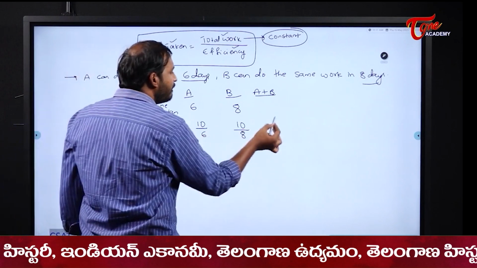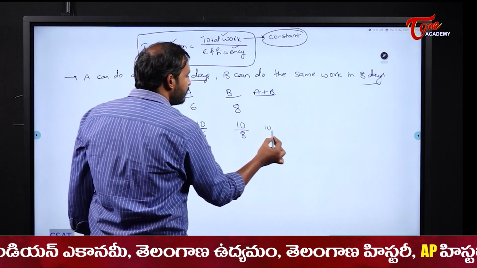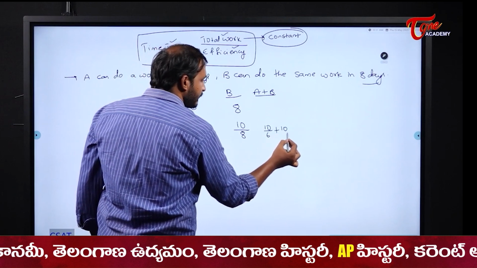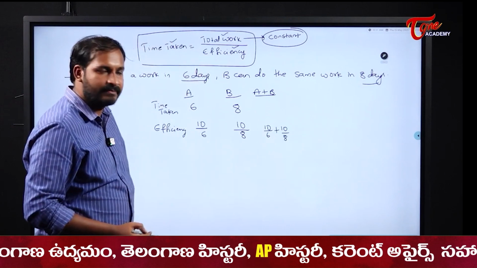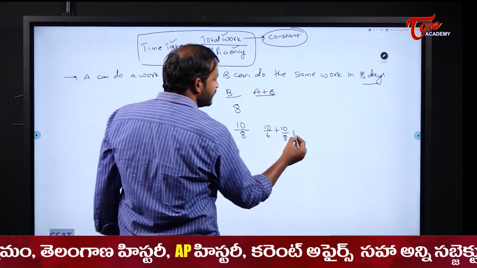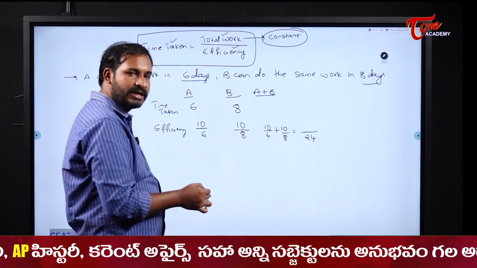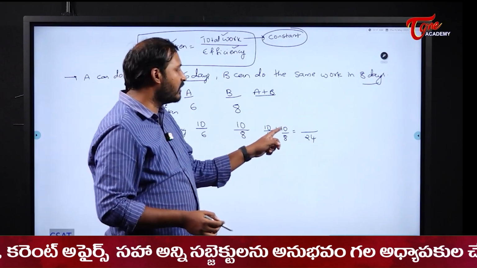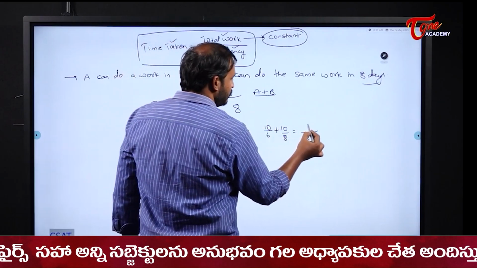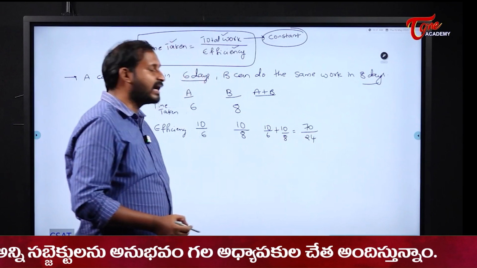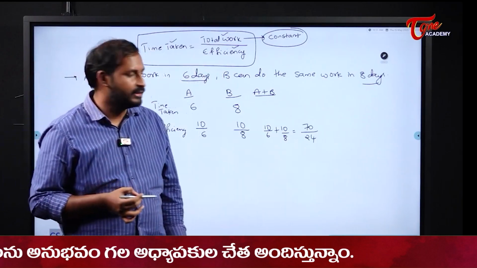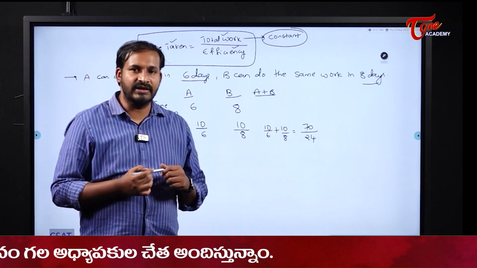Now, the combined efficiency of A and B will become 10 by 6 plus 10 by 8. What is the LCM of 6 and 8? 24. So the LCM will become 24. In the numerators, this becomes 40 and this becomes 30. So 70 by 24 is the combined efficiency of A and B.